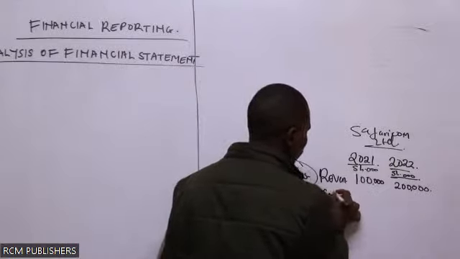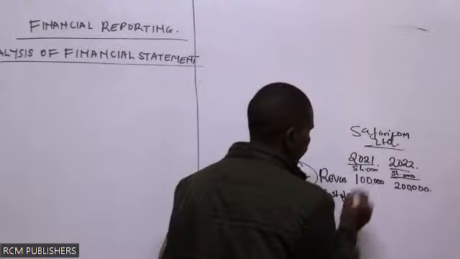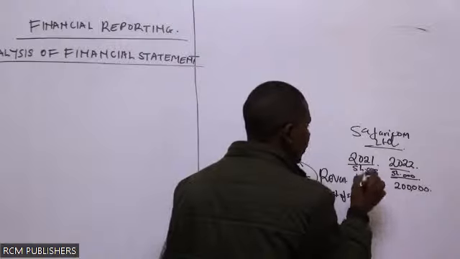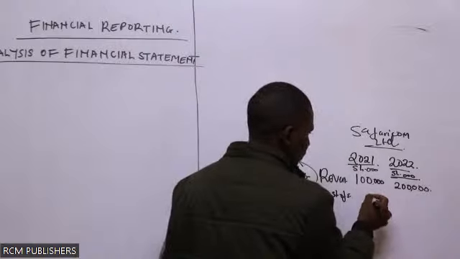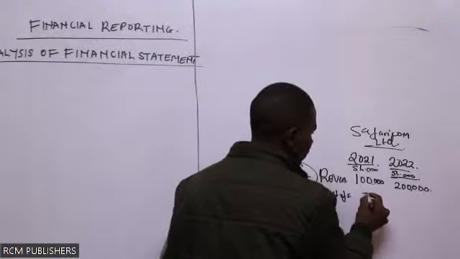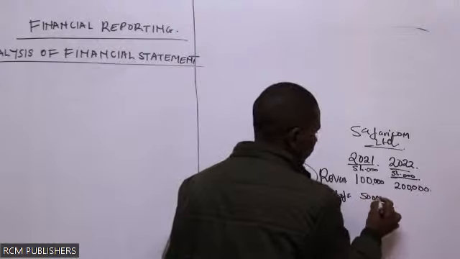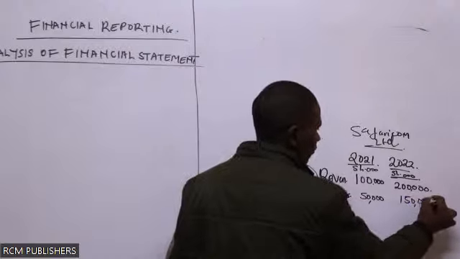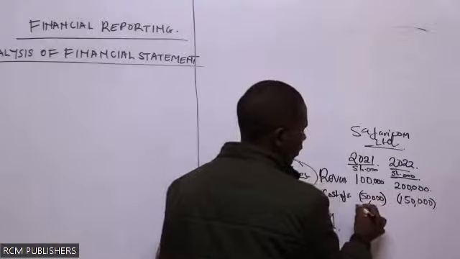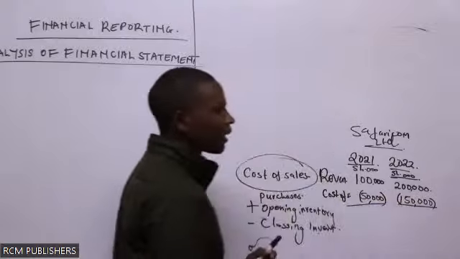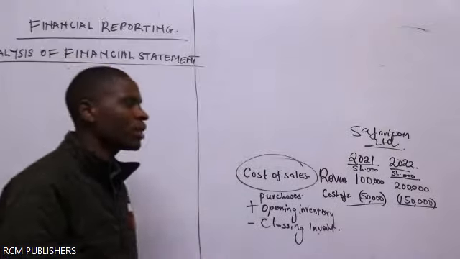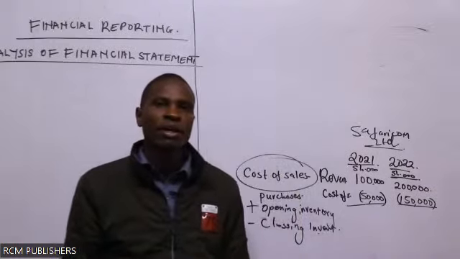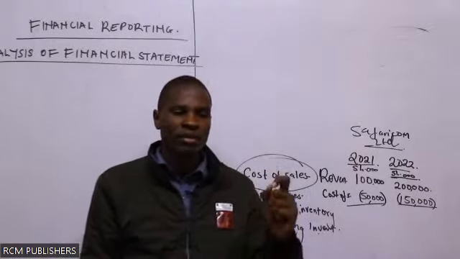Then we go to cost of sale. Assume in this period, under 2021, we had a cost of sale of, let's say, 50,000. And then in 2022 we had a cost of sale of 150,000. I want to show you how the cost of sale does affect our revenue or sales.